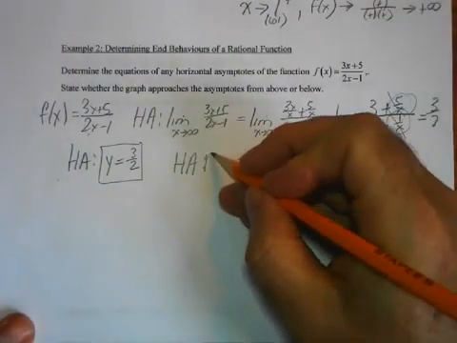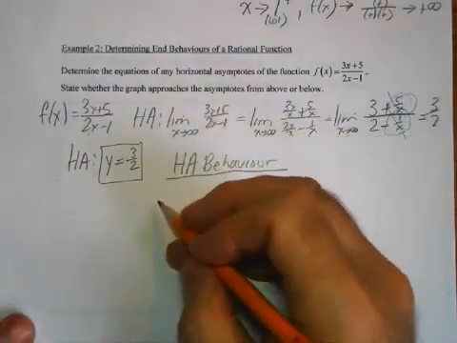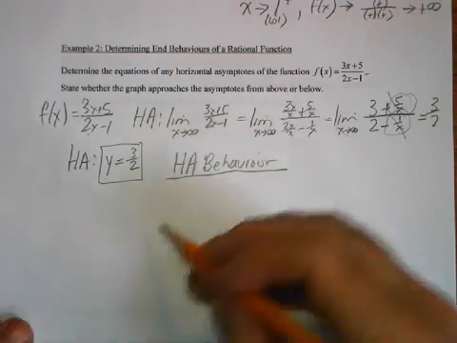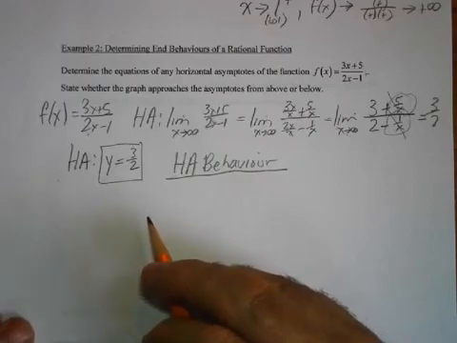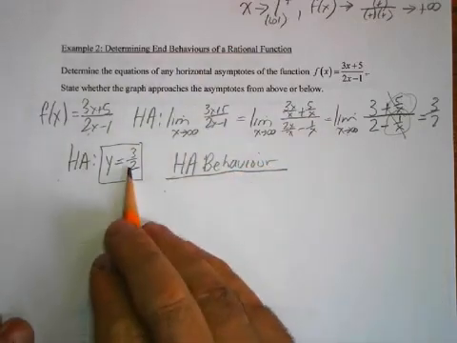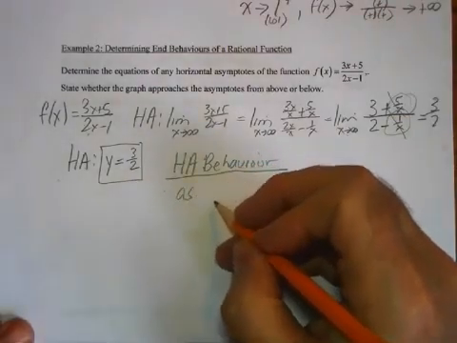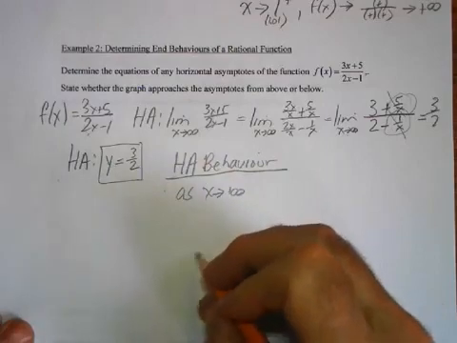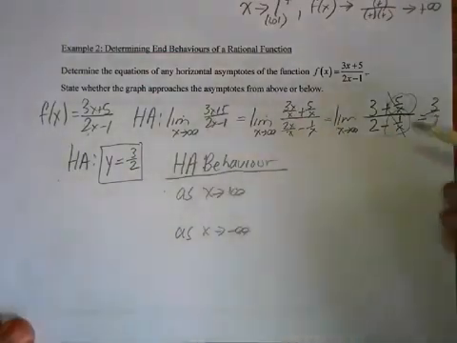So horizontal asymptote behavior, and this is a little bit like vertical asymptote behavior, but it's done a little bit differently. Instead of getting really, really close to a value of x, we're just trying to get humongous values of x, positive and negative, and see where this function is headed. What we want to know is, is it approaching this asymptote from above or below? That's the goal here. So again, we're going to do two branches, as x approaches positive infinity and as x approaches negative infinity.